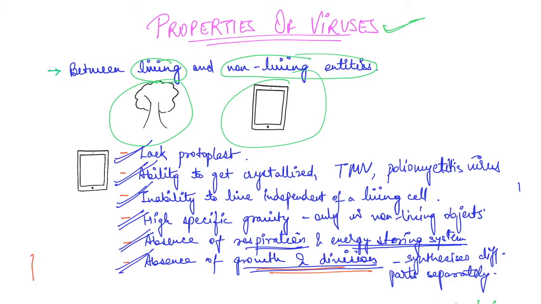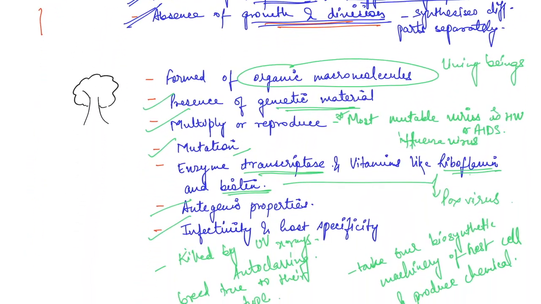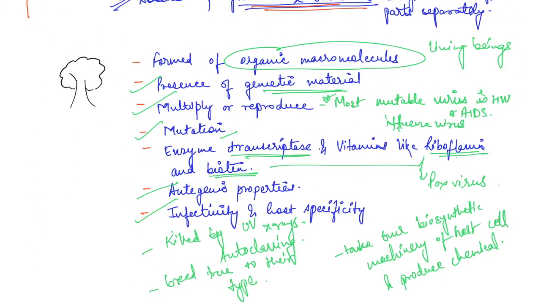Then we studied some of the properties of a living entity. For example, they are formed of organic macromolecules, presence of genetic material, they multiply or reproduce, although inside a host. Then mutation also occurs, and the most mutable virus is HIV, followed by influenza virus. So remember this, it's important. Then they have presence of enzymes like transcriptase and vitamins like riboflavin and biotin. This is present in pox virus.